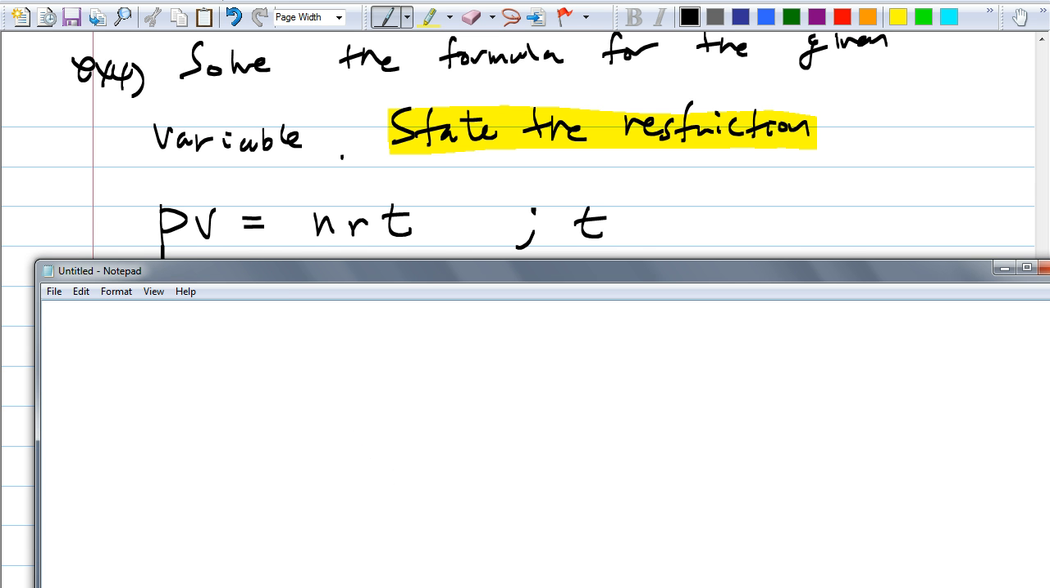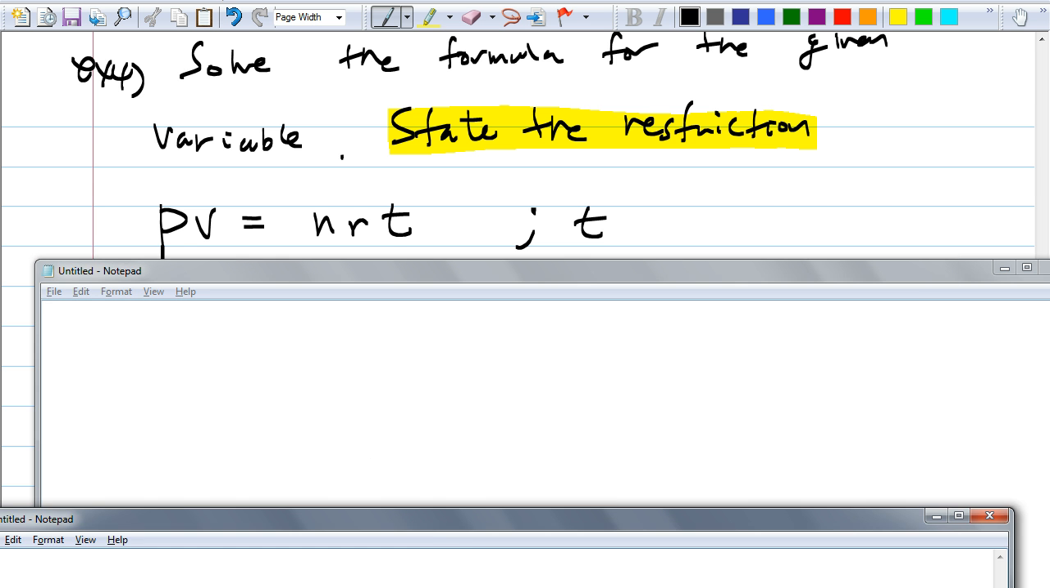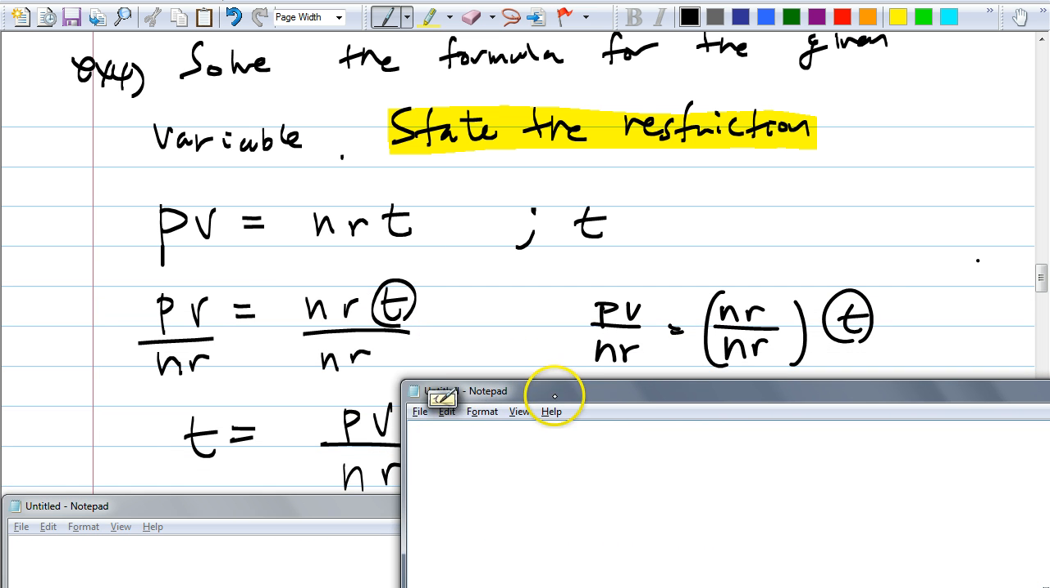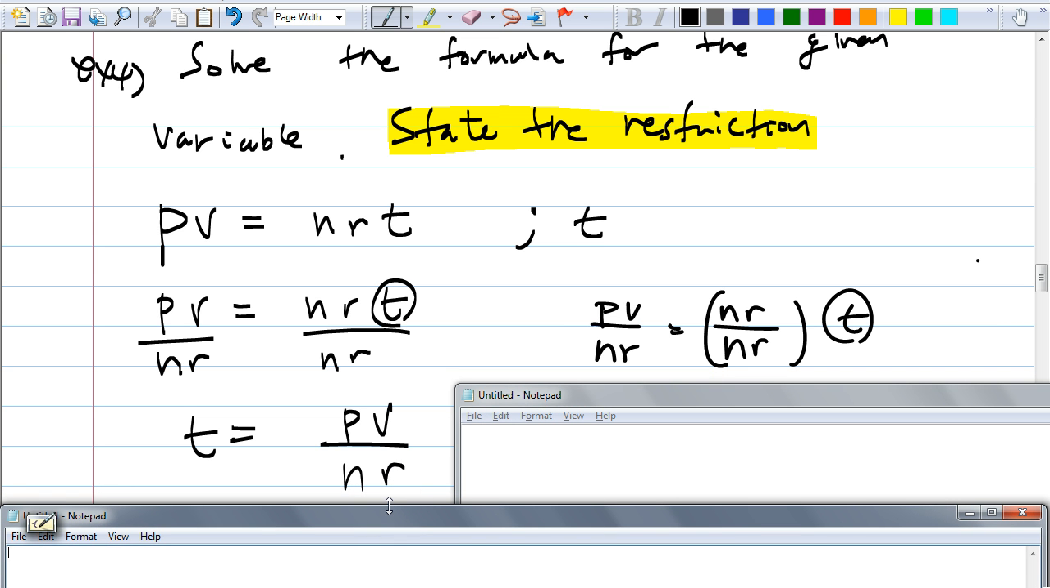Samuel, what did you do first, please? Can you tell us how to do this? Okay, let's listen now. Divide both sides by nR. That's correct. Then Aaron, tell me what to write. That's right. Now Aaron, did you stop there or did you write down the restriction? Hold on. First of all, how many people got PV over nR as T? Most of you, almost all.